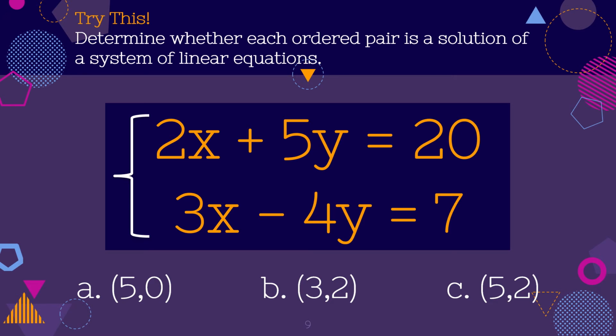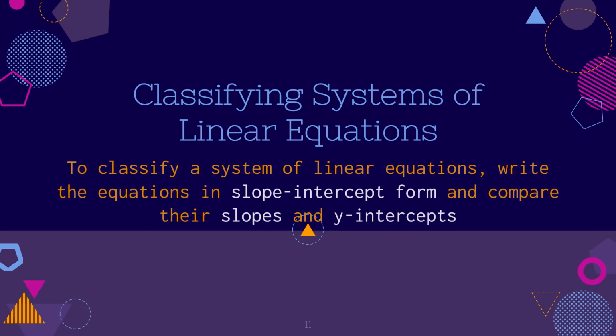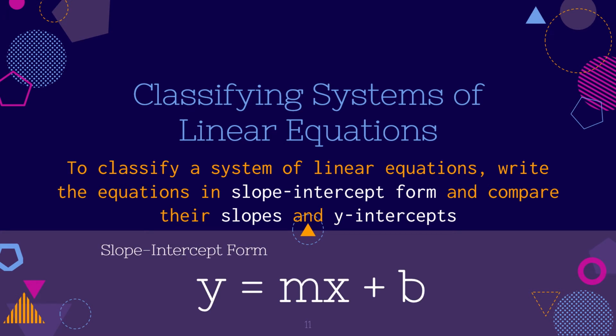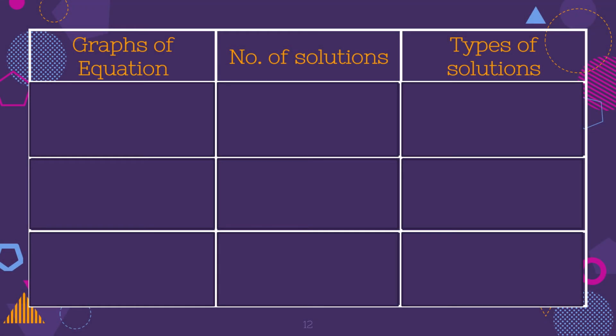Very good. Let's continue. Classifying system of linear equation. To classify a system of linear equations, write the equation in the slope-intercept form, or in the form of y equals mx plus b, and compare their slope and y-intercepts. To classify the system of linear equation, we have this table. We have the graph of equation, number of solution, and types of solution.